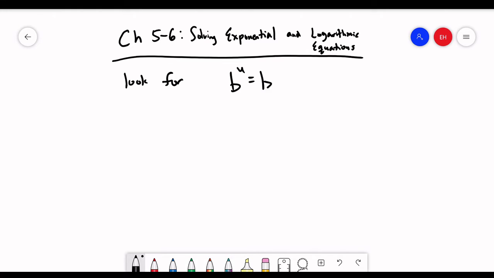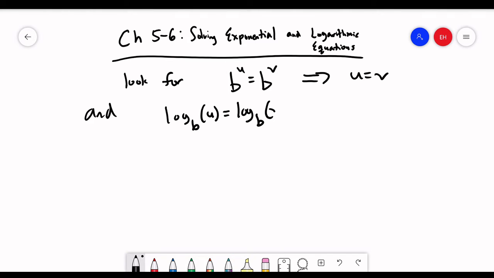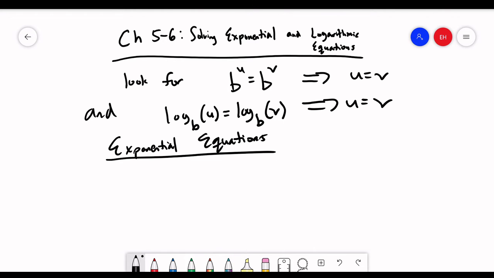And the key here is we're going to use the fact that if we have an exponent equation like this, with base b to the u power equals b to the v power, if the base is the same, we know the exponent has to be the same. So u has to be v. And we can do the same thing with logs. As long as it's the same base of the log, the inside of the logs have to be equal. If those expressions are equal, log base b of u equals log base b of v. Again, if the log has the same base, the insides u and v have to be the same.